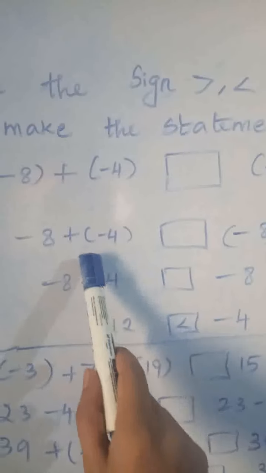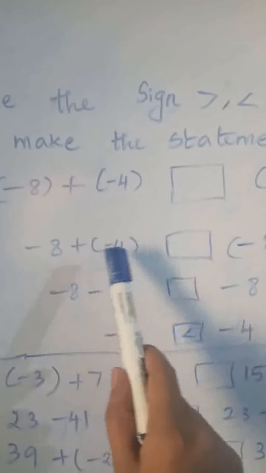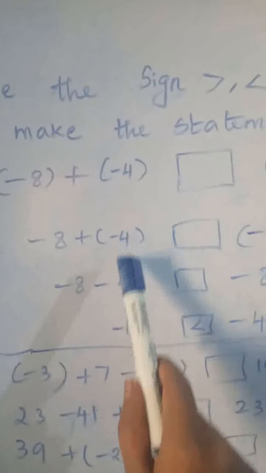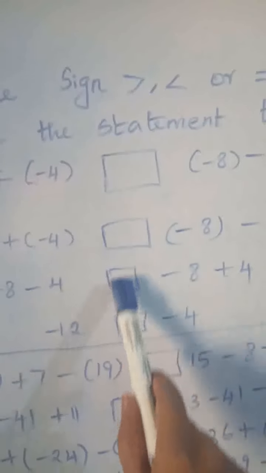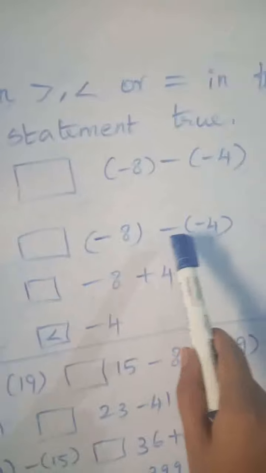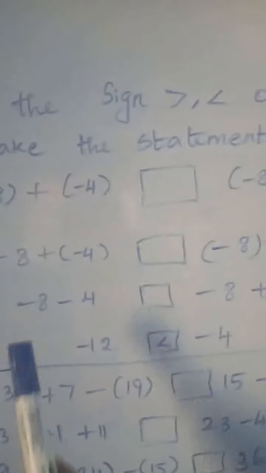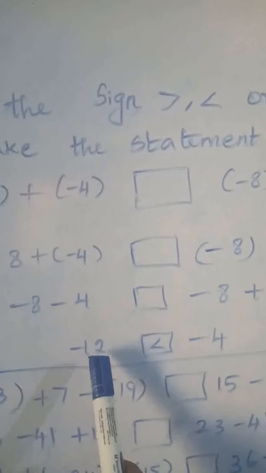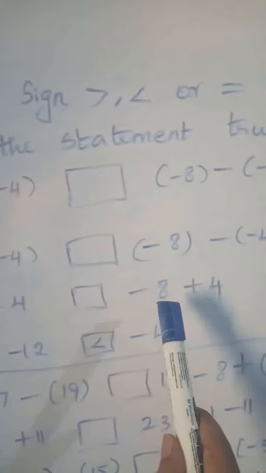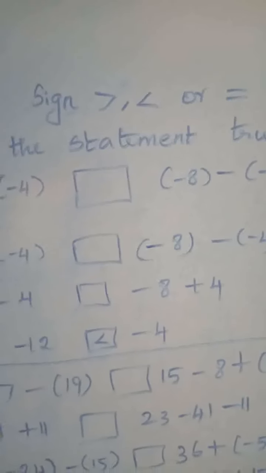Now you can see there is a bracket. I told you already there is a multiplication. So plus into minus is what? Minus. So -8 -4, that box, -8 minus into minus plus 4. Okay children, now -8 -4, what is the answer? -12. Yes, here -8 plus 4, so -4, isn't it?